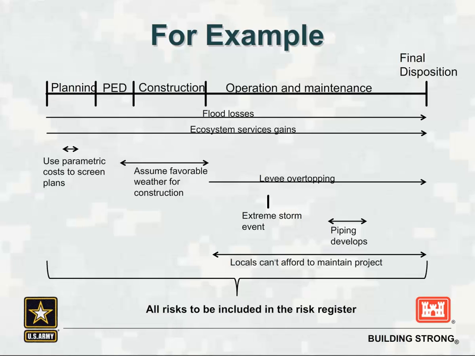There could be events like an extreme storm event during the operation and maintenance stage of a project, or piping could develop. Perhaps the locals can't afford to maintain the project. All of these risks would be included in the risk register, although they would all be included at different stages.